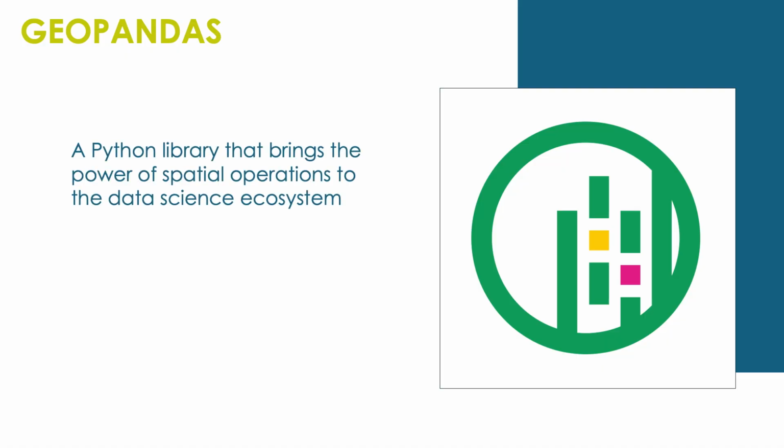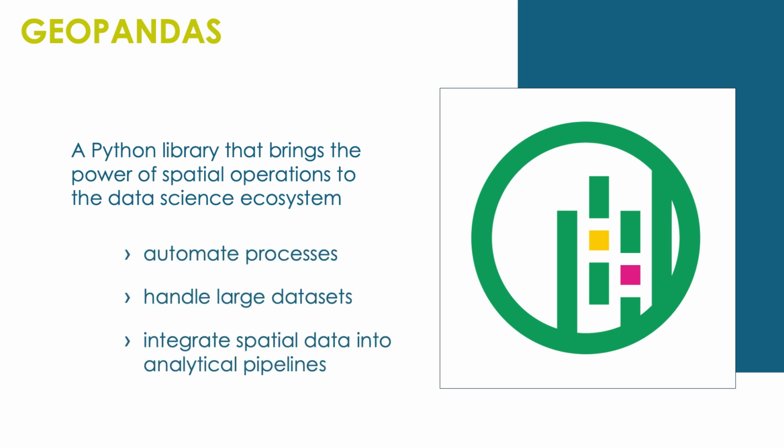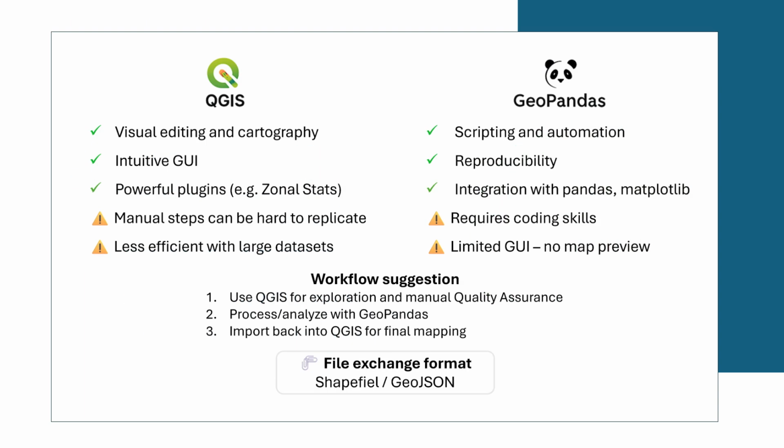On the other side, GeoPandas is a Python library that brings the power of spatial operations to the data science ecosystem. It is particularly useful when you need to automate processes, handle large datasets, or integrate spatial data into analytical pipelines. While QGIS is ideal for manual exploration and map production, GeoPandas shines when it comes to reproducibility and automation. Choosing between the two depends on the task, but more often than not, they work best together.